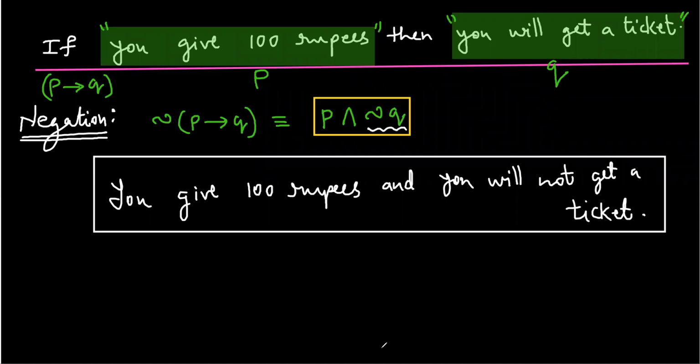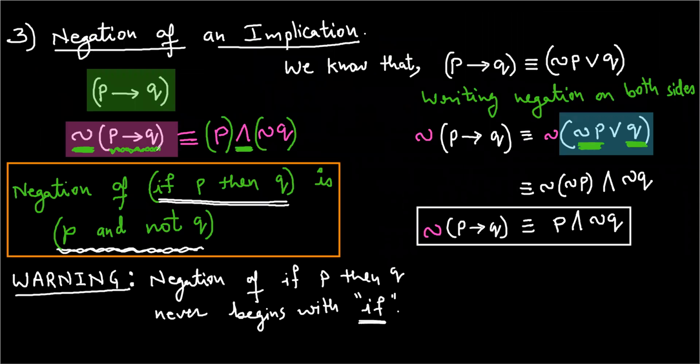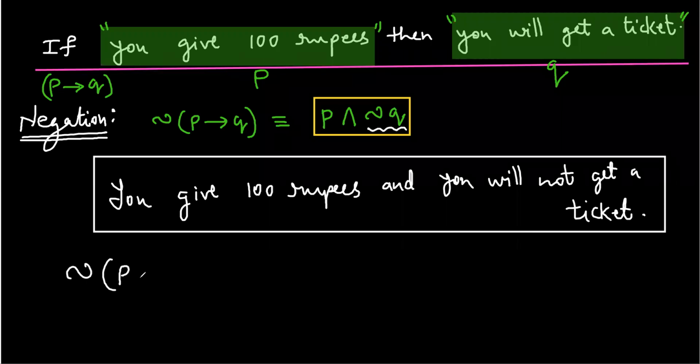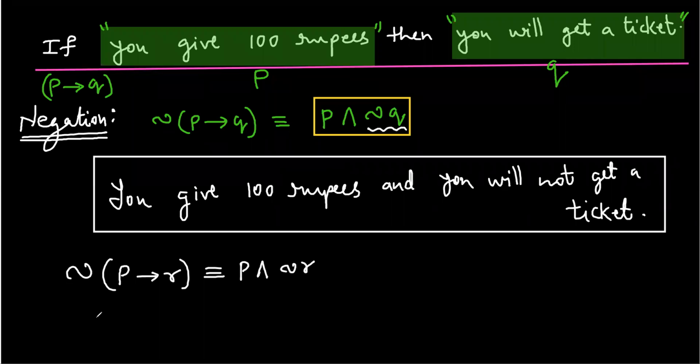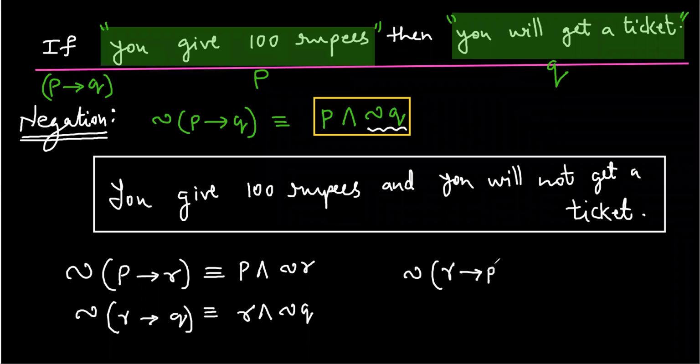So I hope you all have followed the negation of an implication. What is negation of an implication? Negation of P implies Q is P and not Q. Let's have a few more practice examples. Negation of P implies R is P and not R. Negation of R implies Q is R and not Q. Negation of R implies P is R and not P.